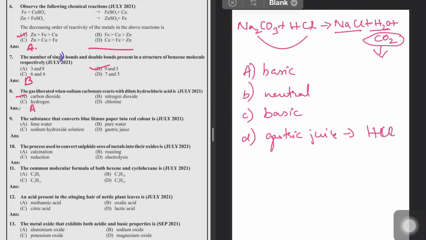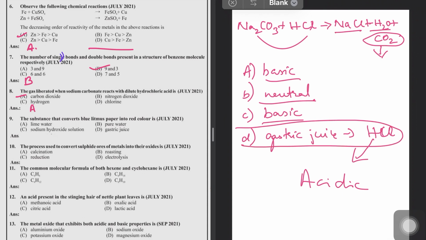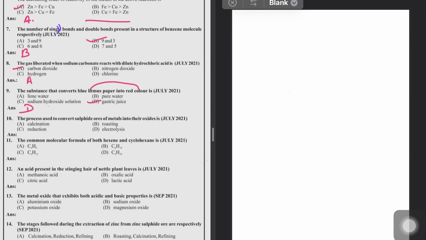So what do we want for a blue litmus to be turned to a red color? We want those acidic properties only. Since the given options are basic and neutral solutions and gastric juice is acidic in nature, it will turn the blue litmus to red. Hence the correct answer is gastric juice, option D. Coming to the next question.